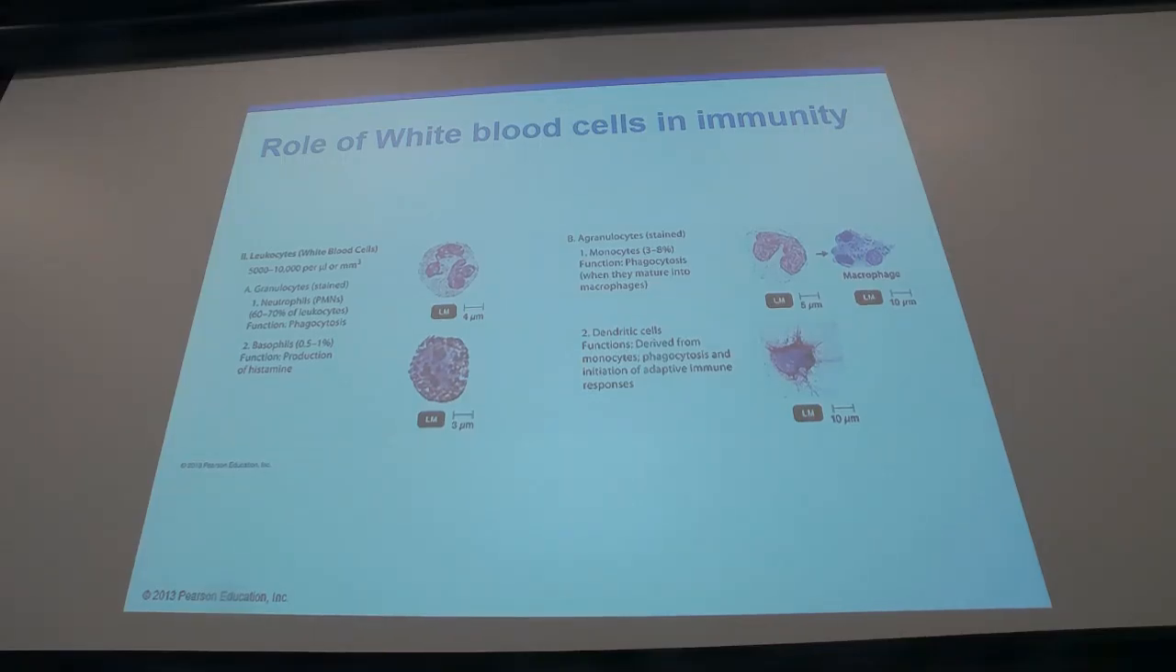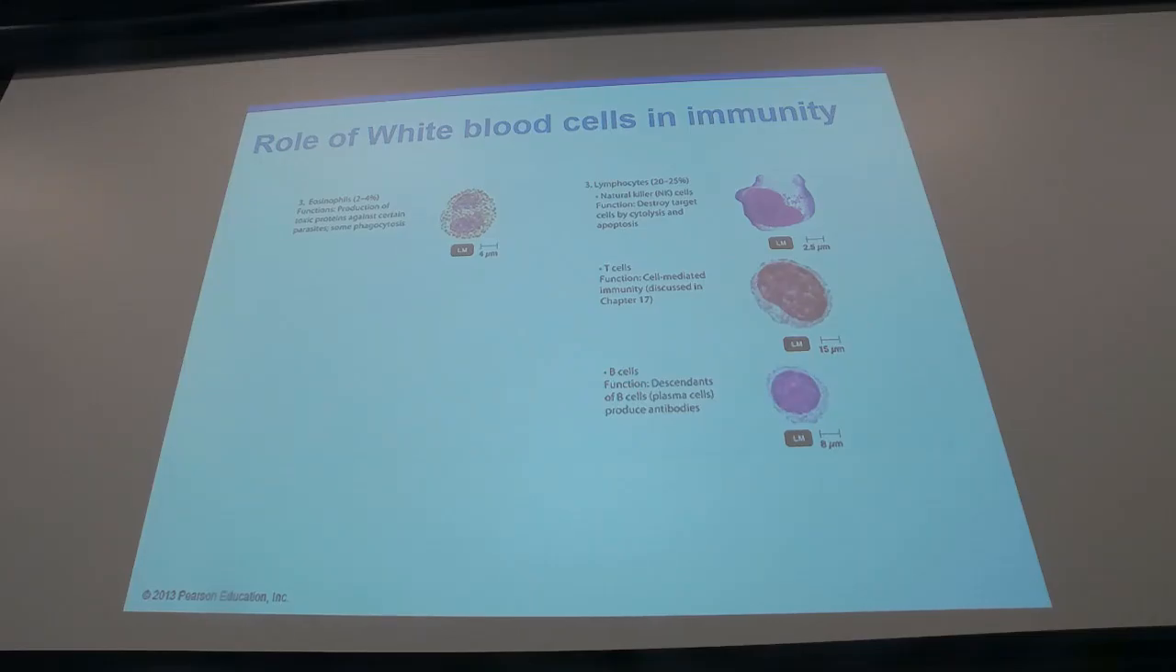And then we have these dendritic cells that are derived from monocytes. They are phagocytic, found in lymph nodes and also in our skin, and they are antigen-presenting cells. So they help bring antigens to cells that respond to these antigens, like lymphocytes, and then you start a strong immune response.